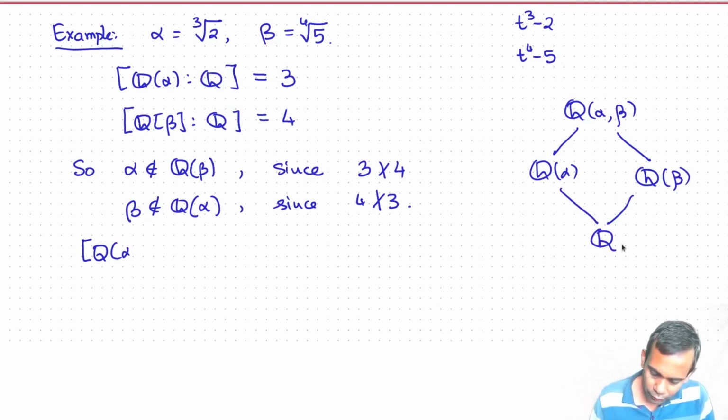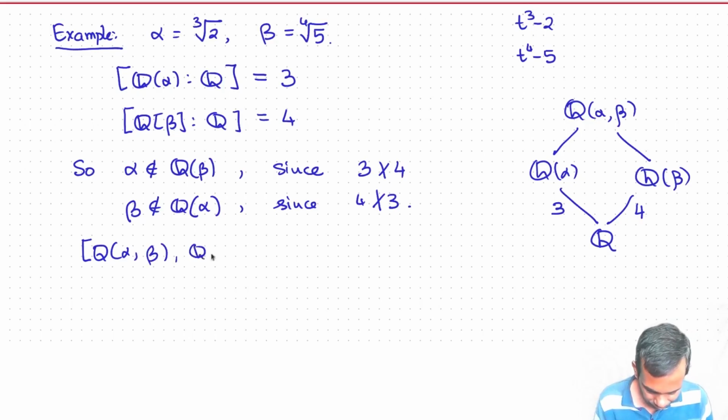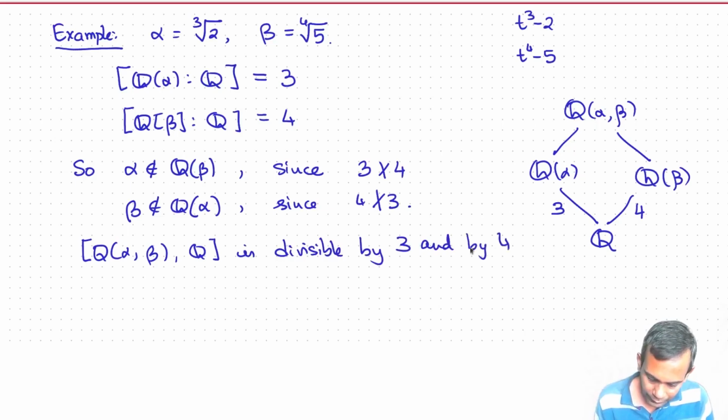And so what we know is that here the degree is 3, here the degree is 4. So the degree of Q(alpha, beta) over Q is divisible by 3 and by 4. Hence, it is divisible by 12.